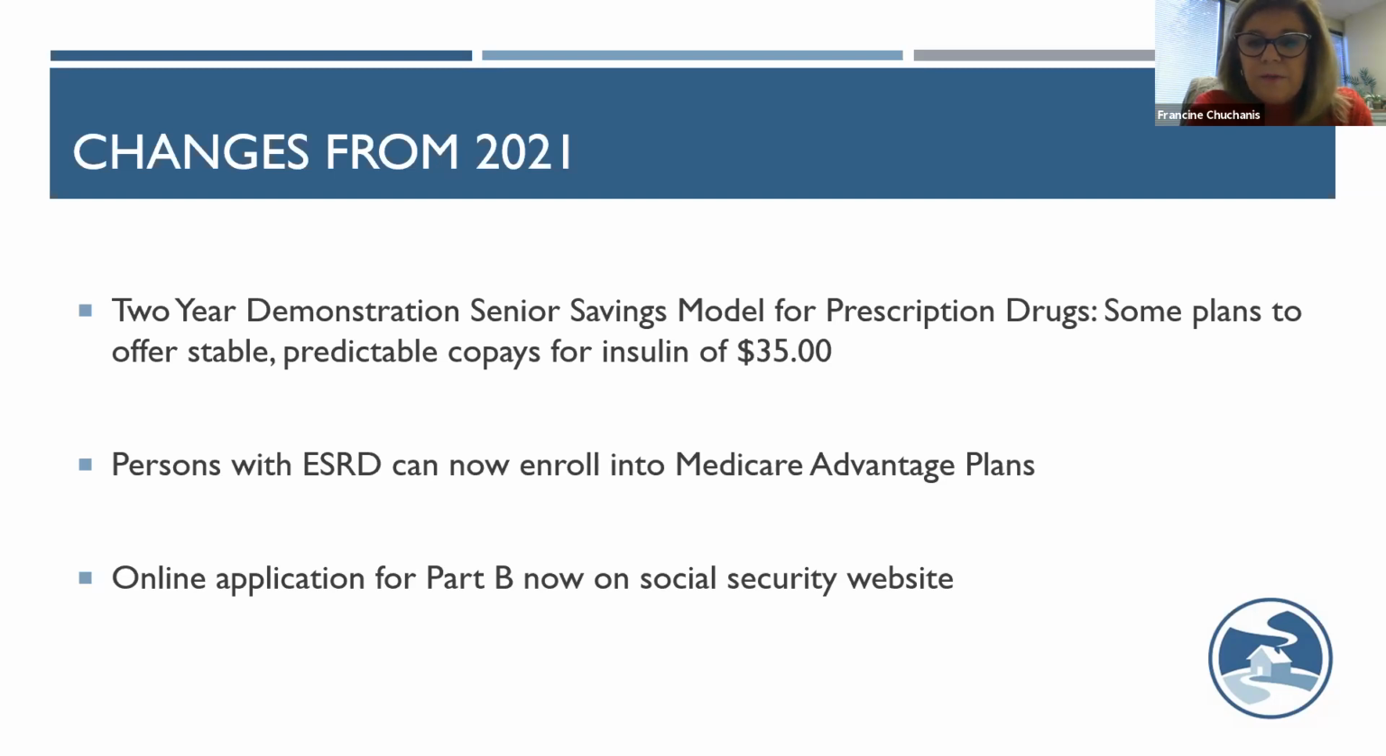The reason for that was the cost of insulin was skyrocketing. So there was this demonstration going on. It will go on next year. Also new this year was that people with end-stage renal disease could enroll in Medicare Advantage plans, whereas before they could not. And also new this year, if you have delayed your Part B because of current employment and creditable coverage, there is an online application to join Part B on the Social Security website, or you can always call them.